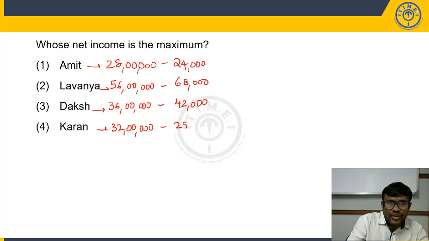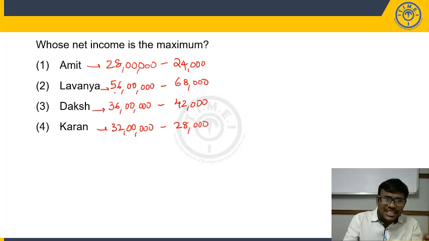So we have to calculate the net income. No need to subtract this. Clearly, the income of Lavanya is higher and her tax is 68,000. So definitely from clear observation, no need to do any calculation. I can say that Lavanya's net income is maximum. So your answer is option number 2. Is that clear? Now, let's get into the next question.